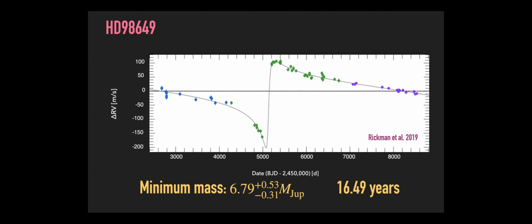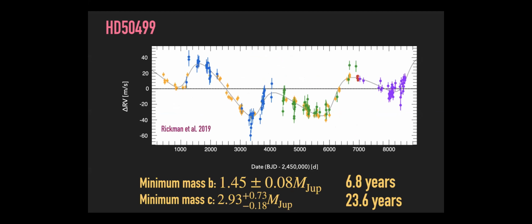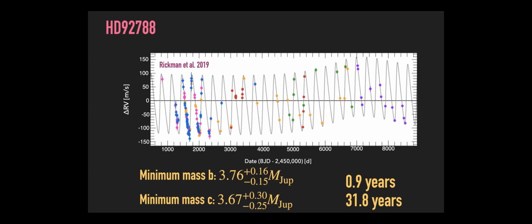Another supereccentric planet at a 16.5-year orbital period, just under 7 Jupiter masses, and a multi-planet system with a previously known inner planet of 1.5 Jupiter masses on a 7-year period, but also with a 3 Jupiter mass companion on a 24-year orbital period, and another multi-planetary system with 2 companions, one already previously known, of a similar mass, both about 3.5 Jupiter masses, with one at a 1-year orbital period and one at a 32-year orbital period.